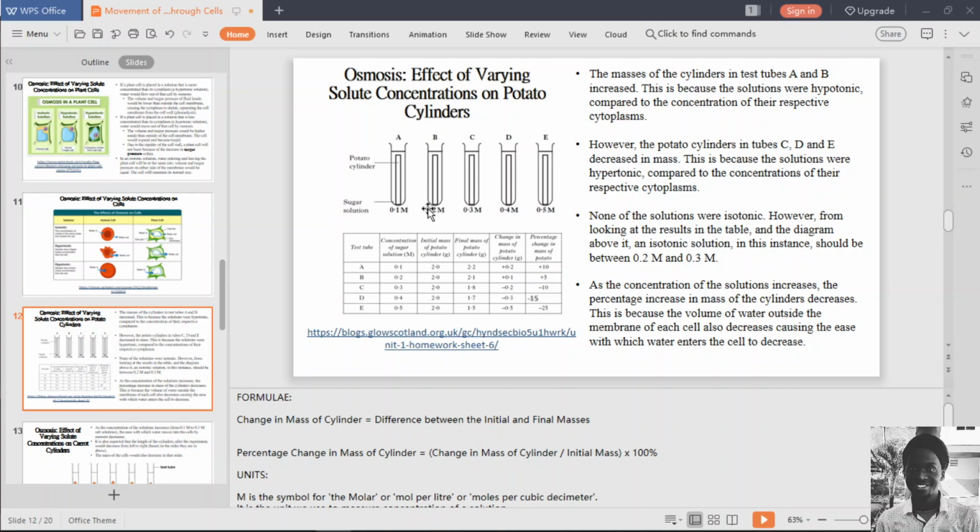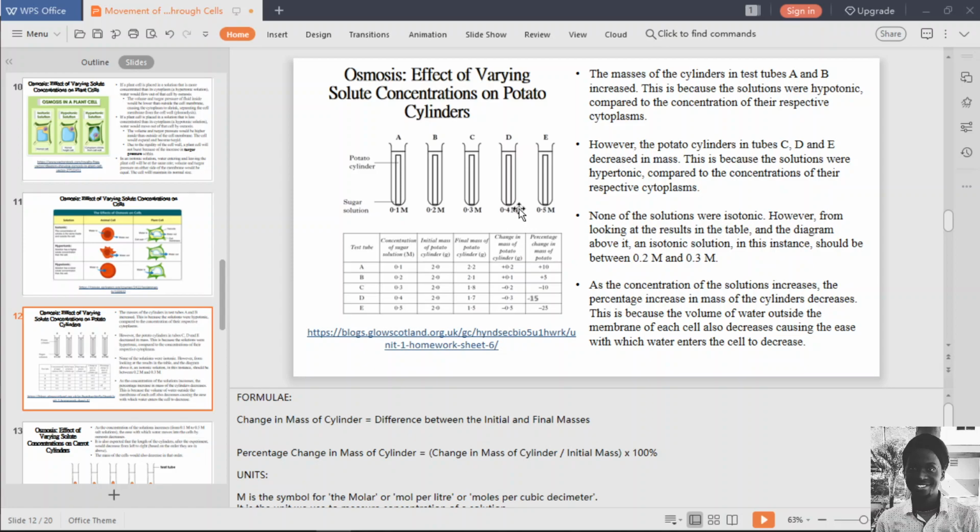A and B were hypotonic, C, D, and E were hypertonic. This is compared to the concentration of the respective cytoplasm. So you had more solid outside than inside. Because you had more solid outside, you had less water outside. Wherever you have more solid, you would have less water.